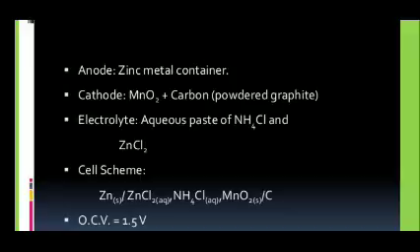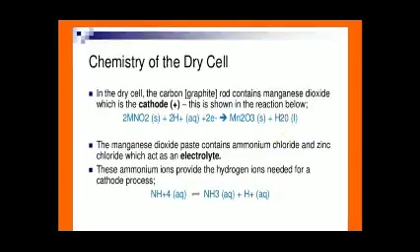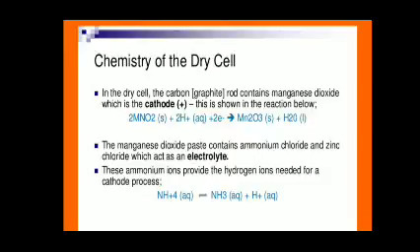The aqueous paste of ammonium chloride and zinc chloride is used as the electrolytic component. In the dry cell, the carbon rod contains manganese dioxide, which is the cathode. This is shown in the cathode reaction below.